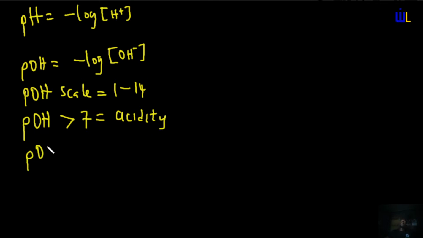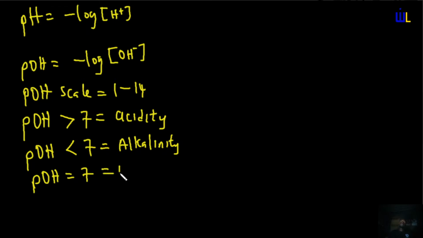pOH less than 7 is now what indicates alkalinity. And finally, a pOH that is equal to 7 is also neutrality. So please don't get it twisted. Just understand that it's like an inverse of each other. That if the pH greater than 7 is alkaline, the pOH greater than 7 is acidic.